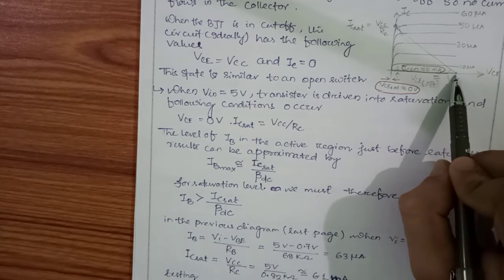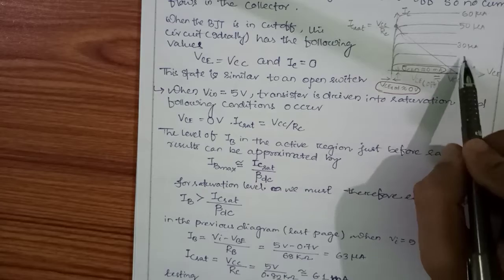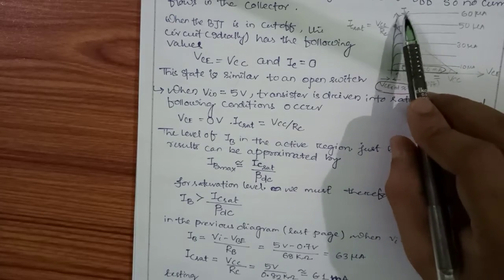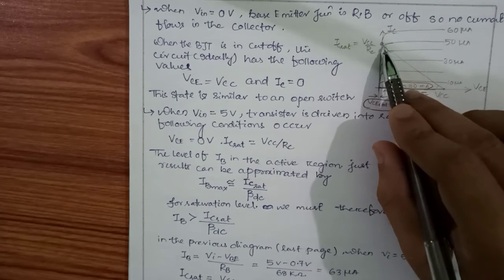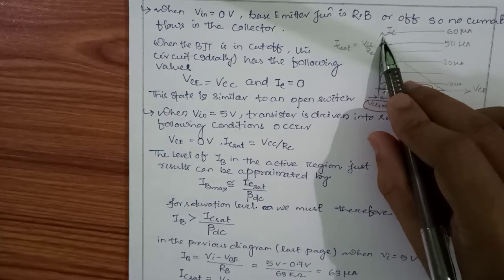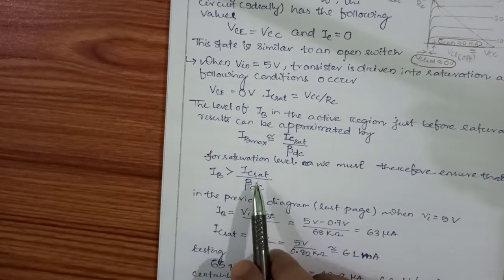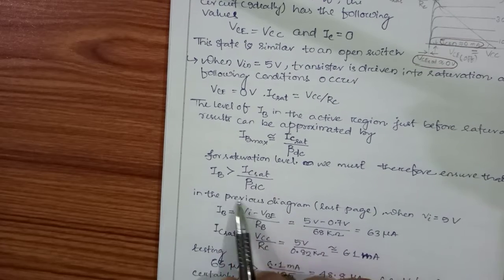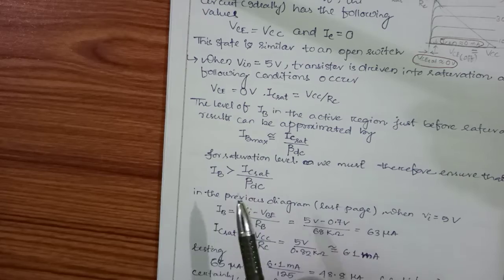This is IB equal to 0. This is IB 10, 20, 30, 40, 50, 60. Here IB is in the microampere range, IC is in the milliampere range. So you see, as our IB value is increasing, it means my transistor is entering the saturation region. From this point, our IB should be greater than or equal to IC sat upon beta DC. If this condition occurs, then we will come to know that our transistor has entered the saturation region.